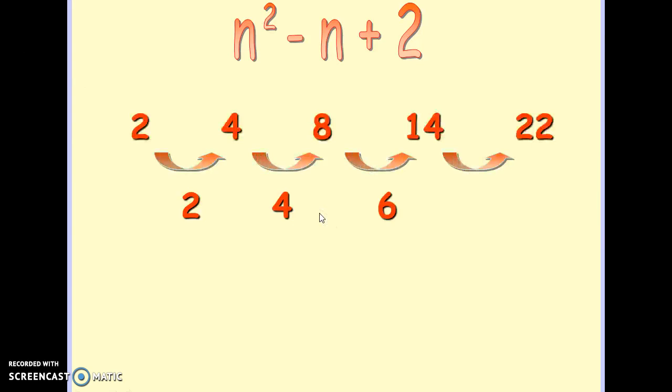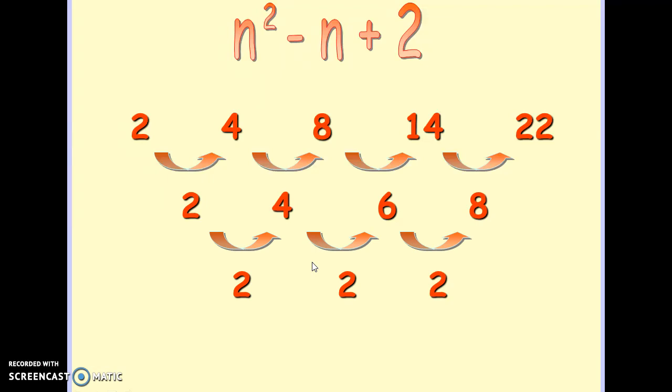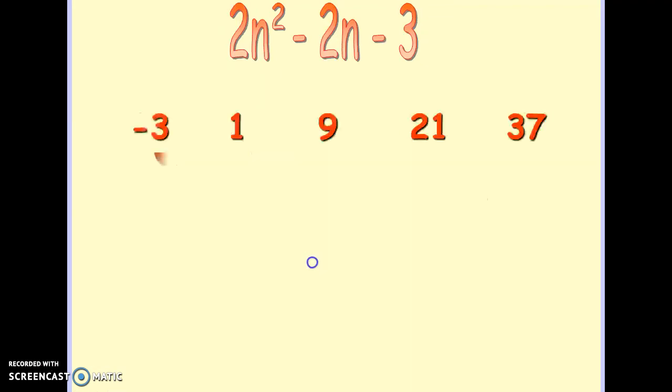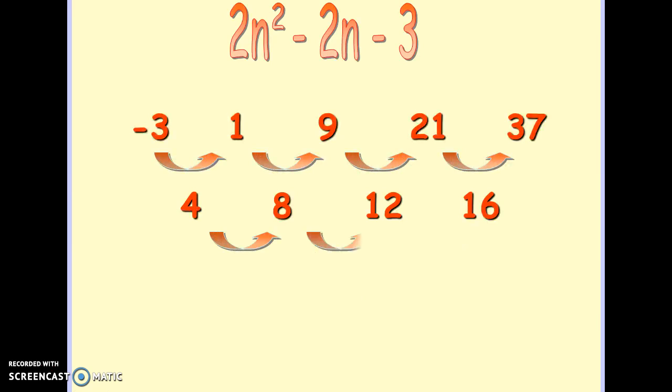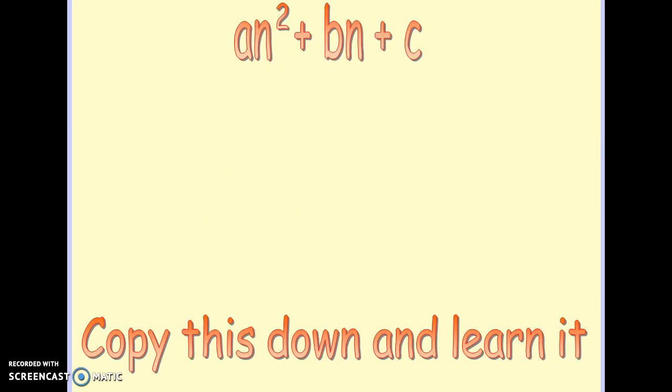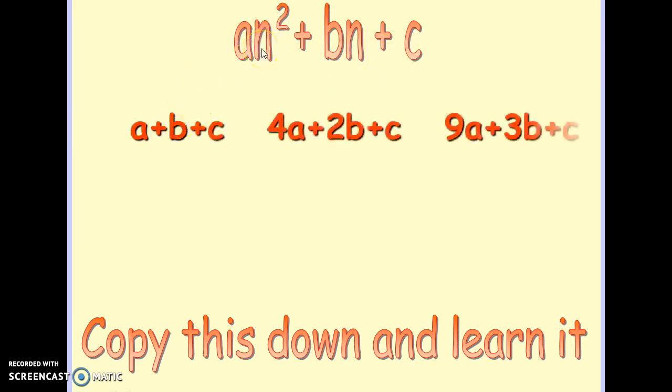So if you see here, we first found the first difference, then the second difference, and so on. It's the same thing here. But now, if we're talking about this as the general term, then for the first position, what is the value of n? 1. So a into 1 square plus b into 1 plus c will give me a plus b plus c. Similarly, what would be the second position? n would be 2.